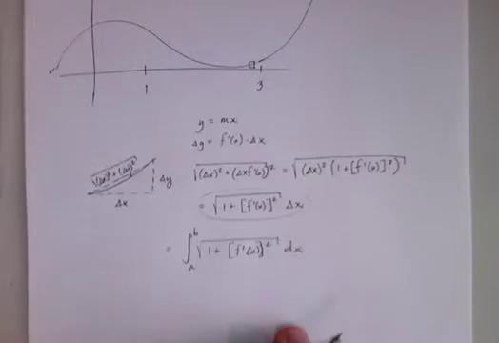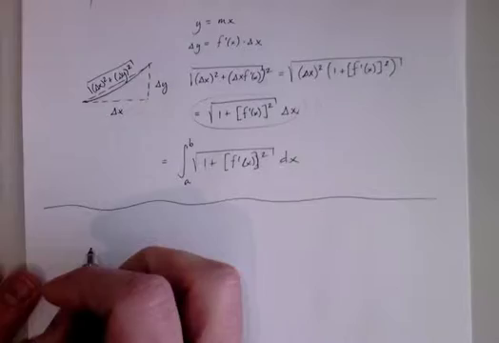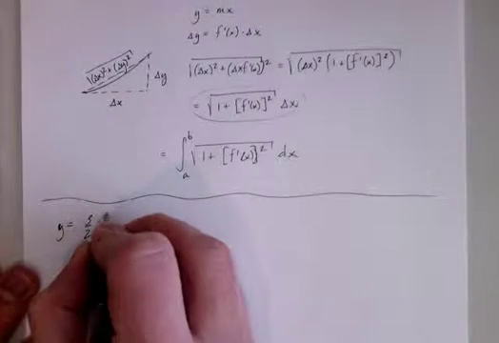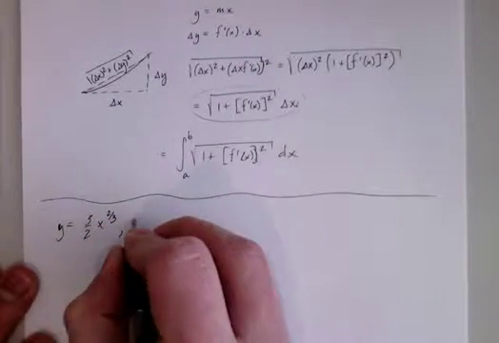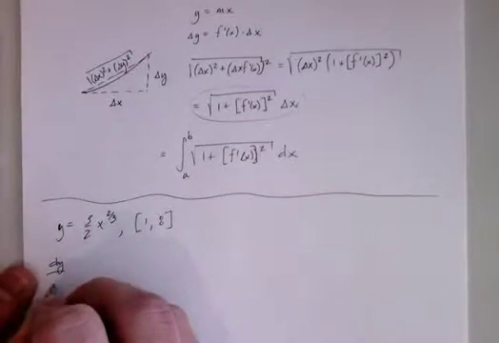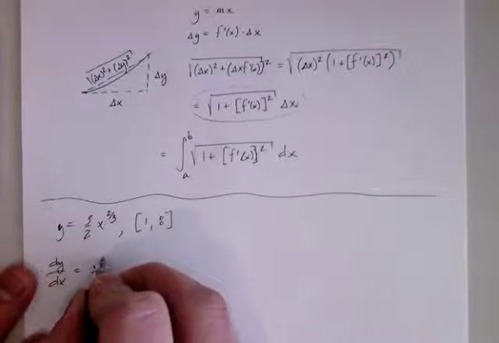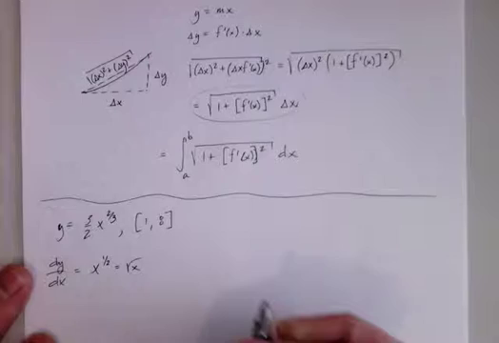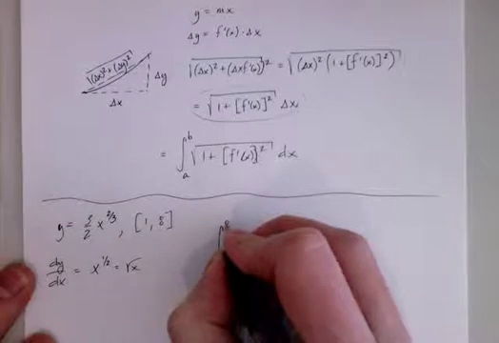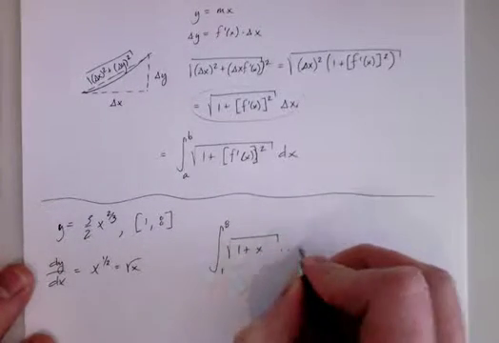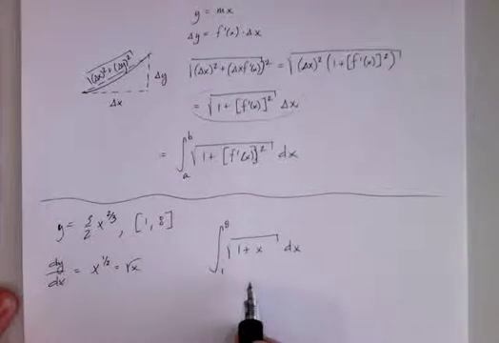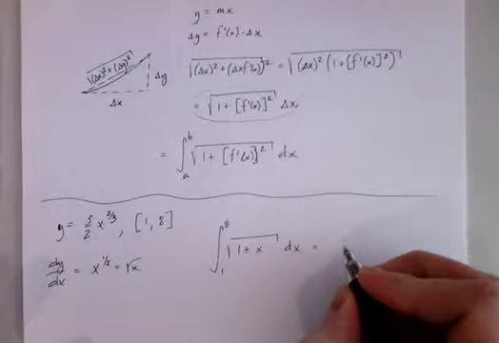Okay, well, let's go ahead and do an example. Let's say that we are given y is equal to 3/2 x to the 2/3, and I want to evaluate it from 1 to 8. Well, first of all, we need to get dy dx, and of course that winds up being x to the 1/2, or just root x. And so what I really need is to evaluate from 1 to 8 the square root of 1 plus x dx. And that right there should give me what I need, okay?